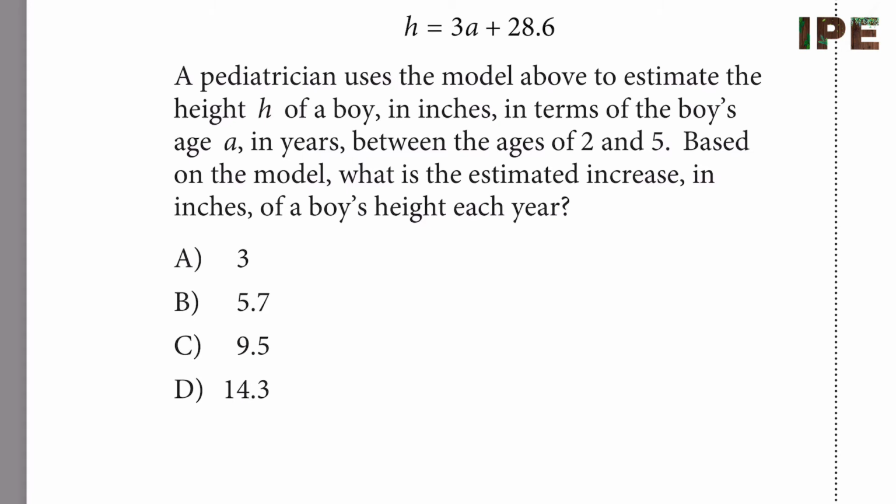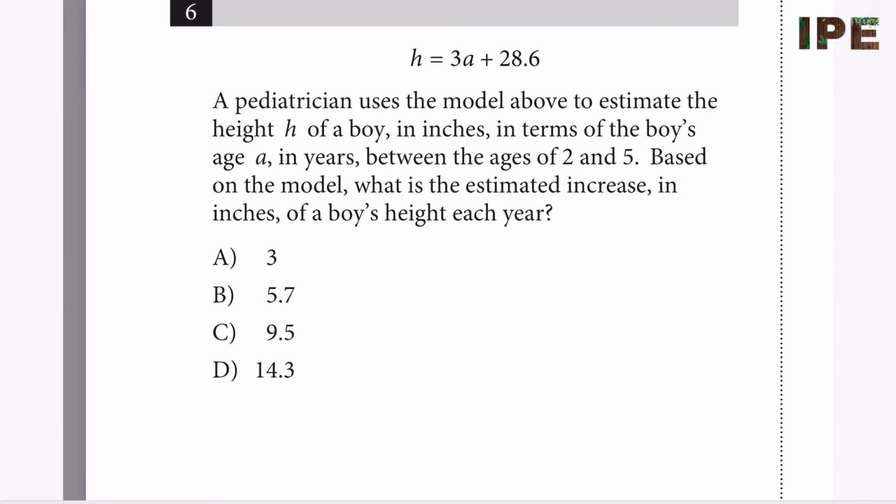Number 6. Another linear equation is given, right? H equals 3A plus 28.6. H is the height of a boy. A is age in years, between age 2 and 5. Based on the model, what is the estimated increase in inches of the boy's height each year?